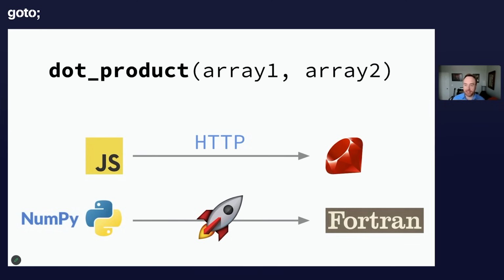Well, to get there, let's start by imagining this hypothetical function called dot product. It's a linear algebra function. Don't worry about what it does. I actually don't know what it does. It's going to be fine. But the point is that it takes two arrays of numbers and then it returns a number.